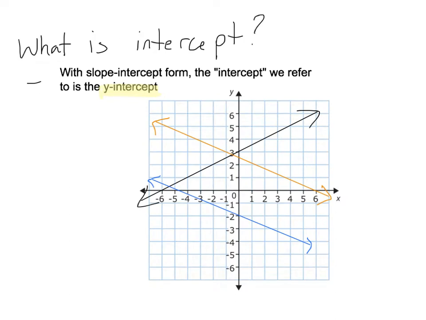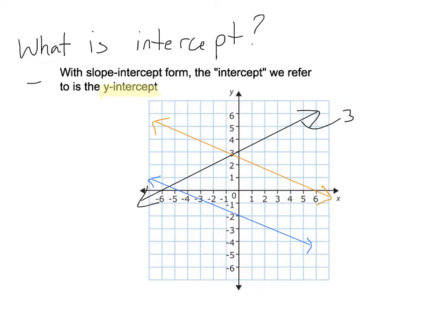All right, what is intercept? We talk a lot about y-intercepts when it comes to equations that have slope. With slope-intercept form, the intercept that we refer to is the y-intercept. So what is a y-intercept? A y-intercept is where a line crosses the y-axis. What would be the y-intercept of the black line? Here's our y-axis. Where does this black line hit the y-axis? It hits it right there at 3. So the y-intercept for this one would be 3.